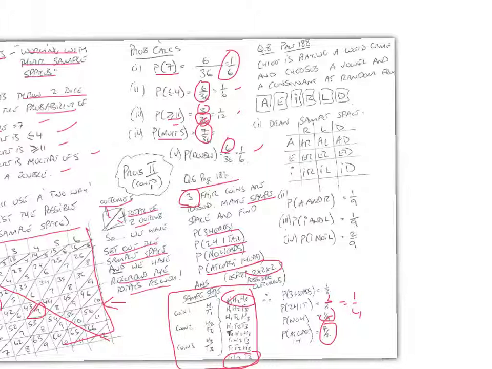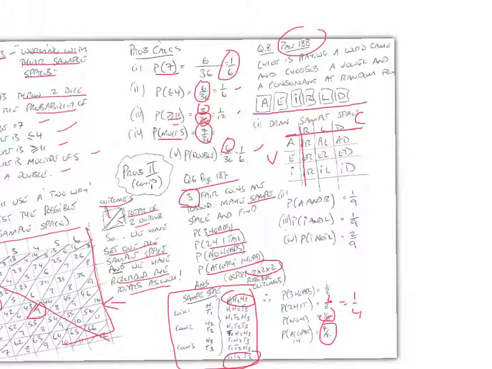Another example. Chloe is playing a word game and chooses a vowel and a consonant at random from the letters A, E, I, R, L, D. If we draw a sample space, we can draw the vowels along here and the consonants, the R, L, D, here. It's on page 188. I'm going to do the sample space.